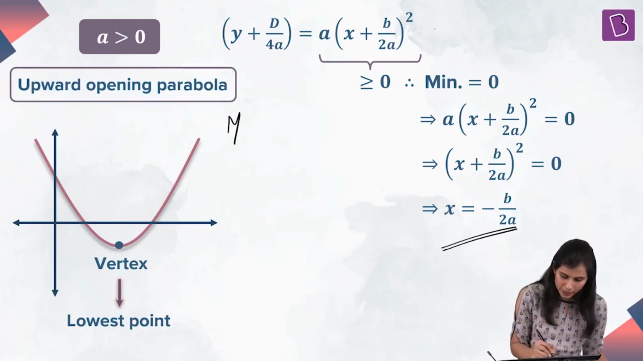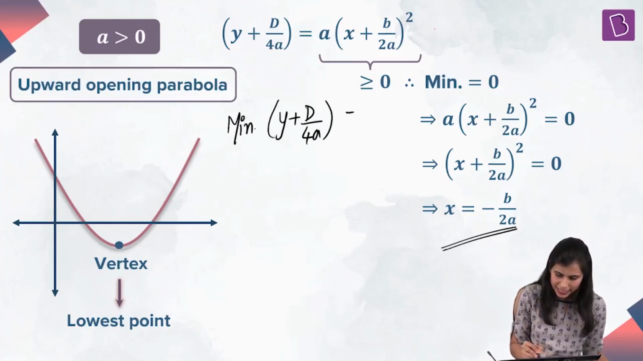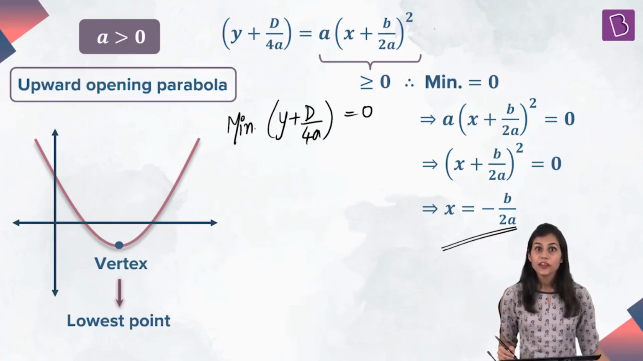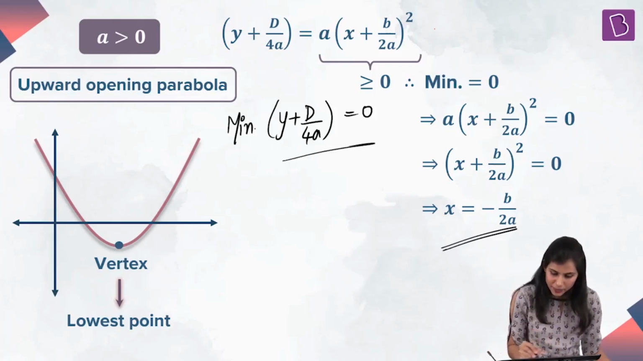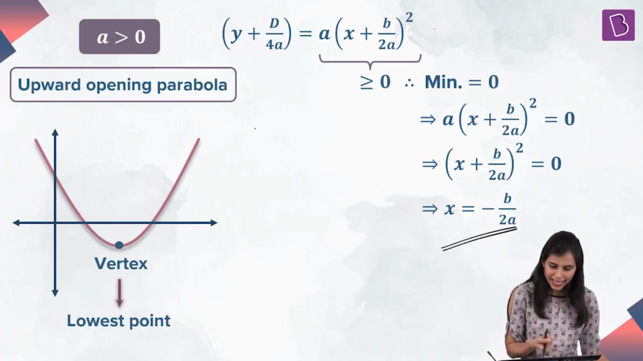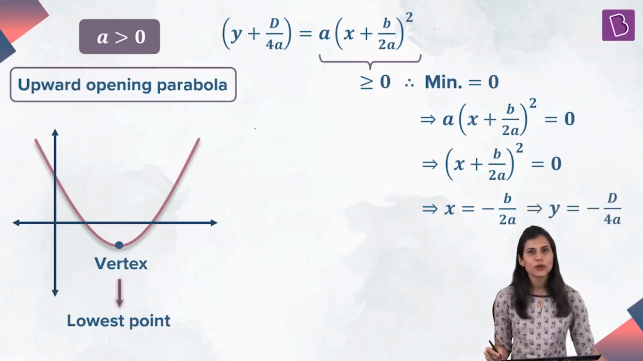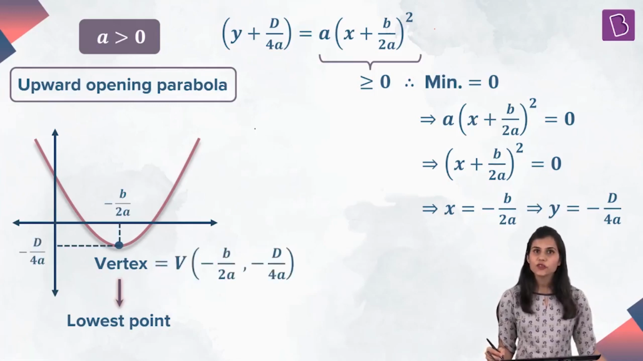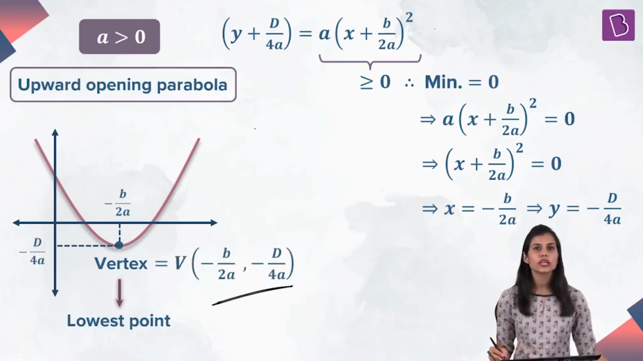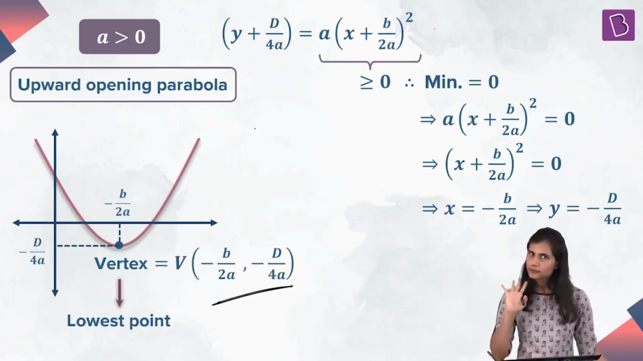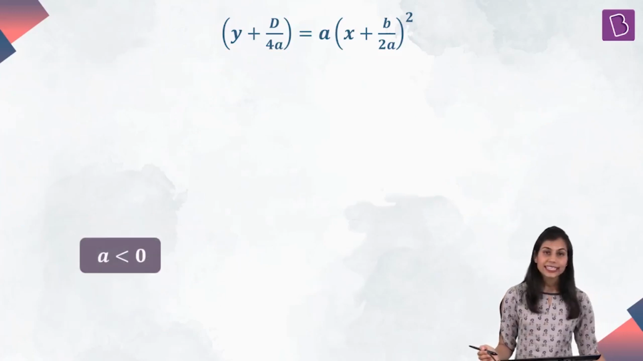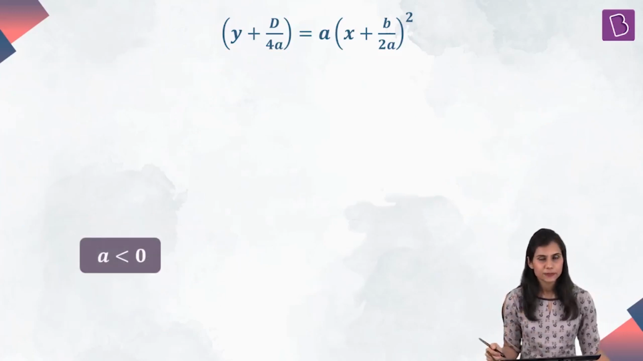That means the minimum value of y plus d by 4a is 0, which is occurring corresponding to x equals minus b by 2a. That means the minimum value of y will be minus d by 4a, which is occurring corresponding to x equals minus b by 2a. That means the coordinates of the vertex come out to be minus b by 2a, comma minus d by 4a. Got it? Right? Let's move on to the next case when our leading coefficient is negative.